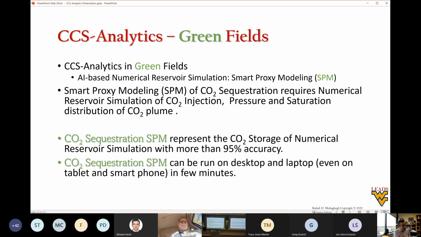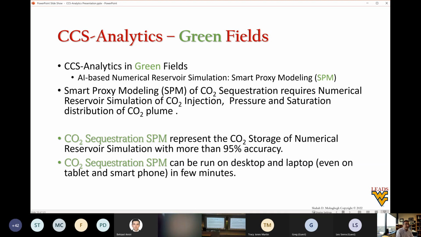And hopefully soon it can be done on your smartphone, on your tablet, and it can be done in only a few minutes, whereby the same thing when you do, as probably you have done, that same numerical reservoir simulation of storage, when it has millions of cells, it takes literally almost a whole day, maybe 15 hours on an HPC, which has 20 CPUs.